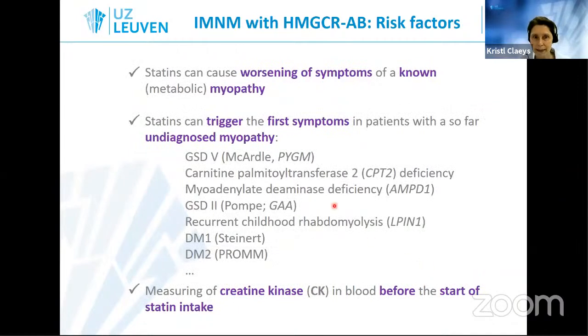So we know that statins can cause a worsening of symptoms of a known myopathy, but it's also the case that statins can trigger the first symptoms in patients with a so far undiagnosed myopathy. And that's especially true for metabolic myopathies, so GSD type 5, so glycogen storage disease type 5. Also CPT2 deficiency, and for instance, recurrent childhood rhabdomyolysis. There are several muscle diseases that have been reported to be triggered by the use of statins.